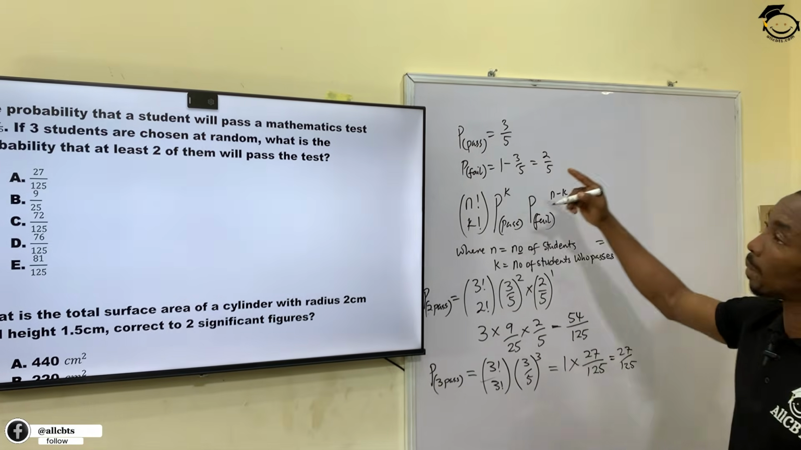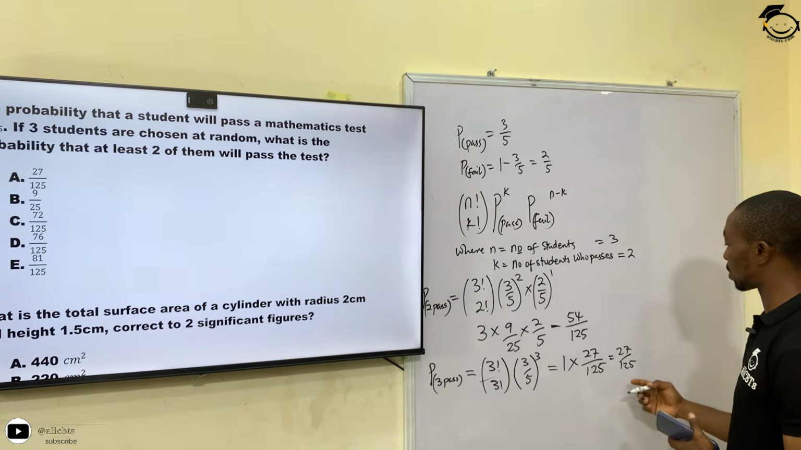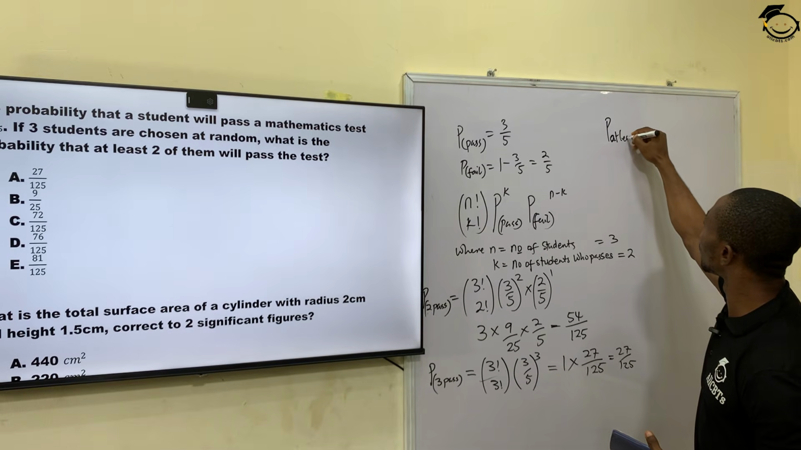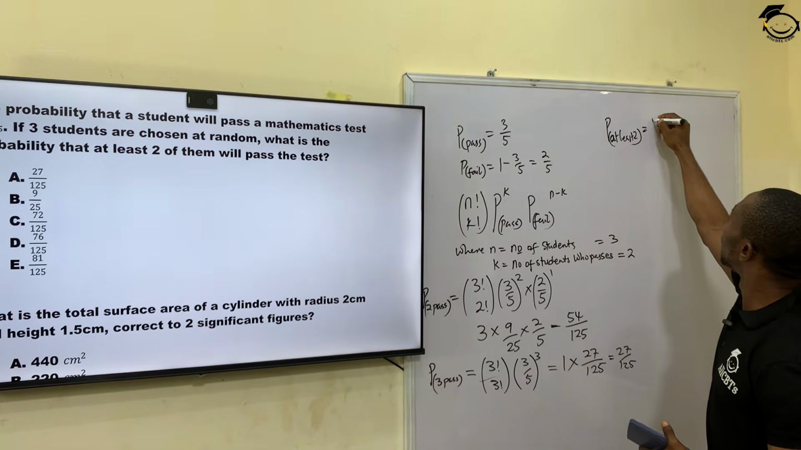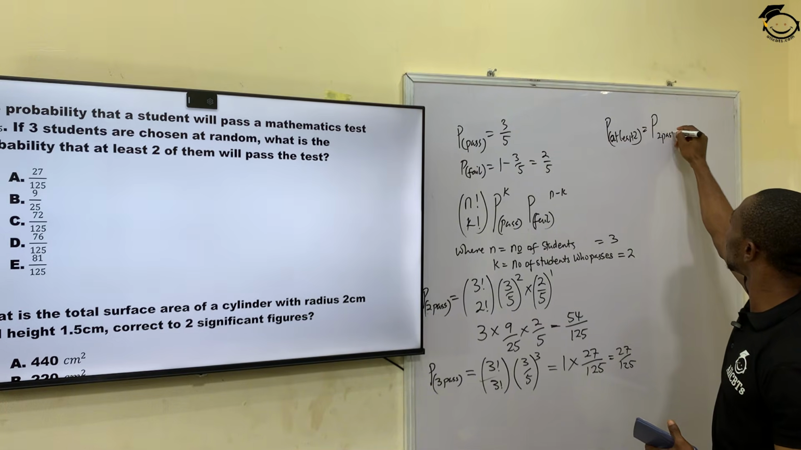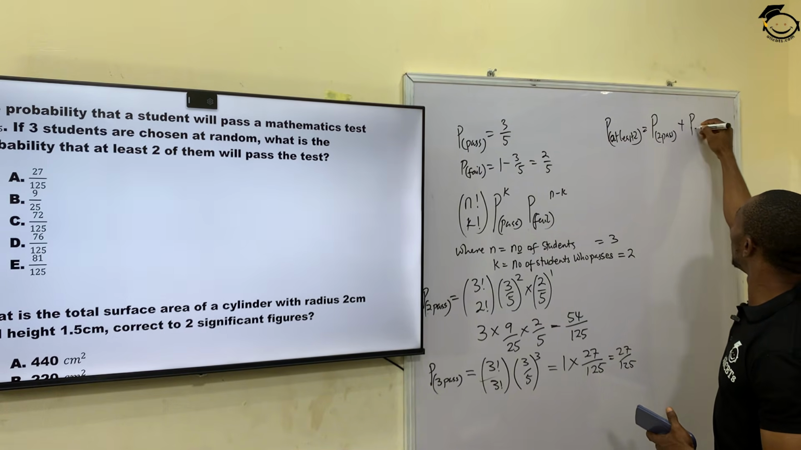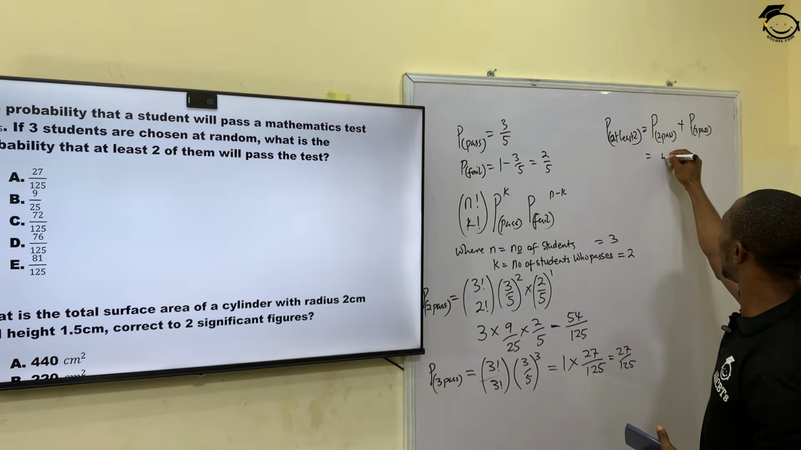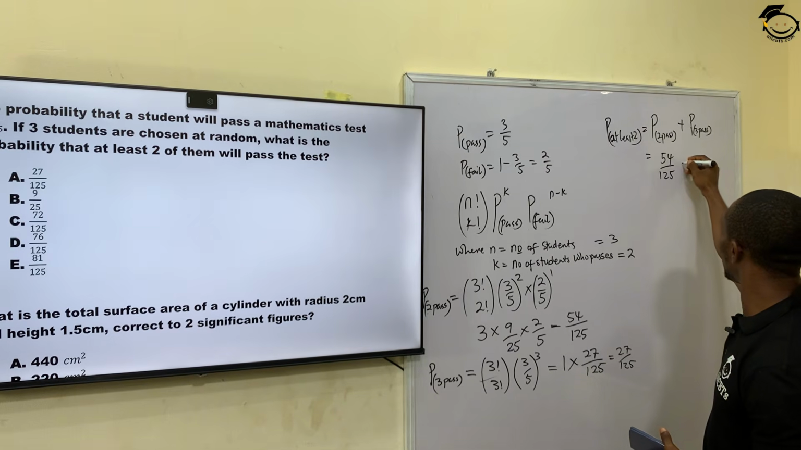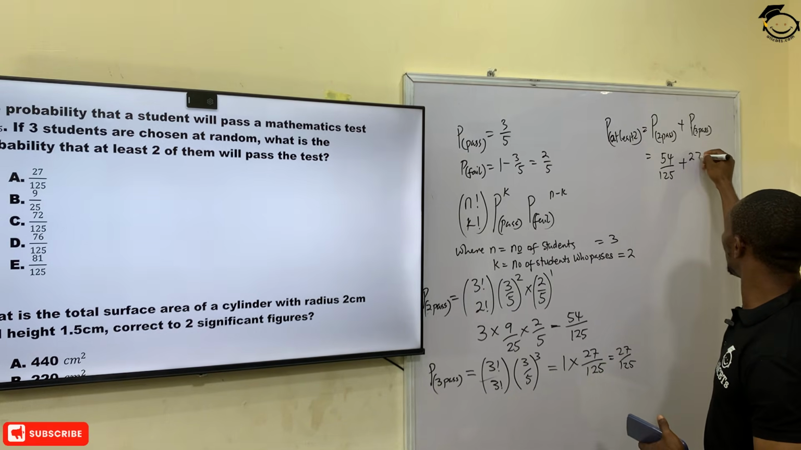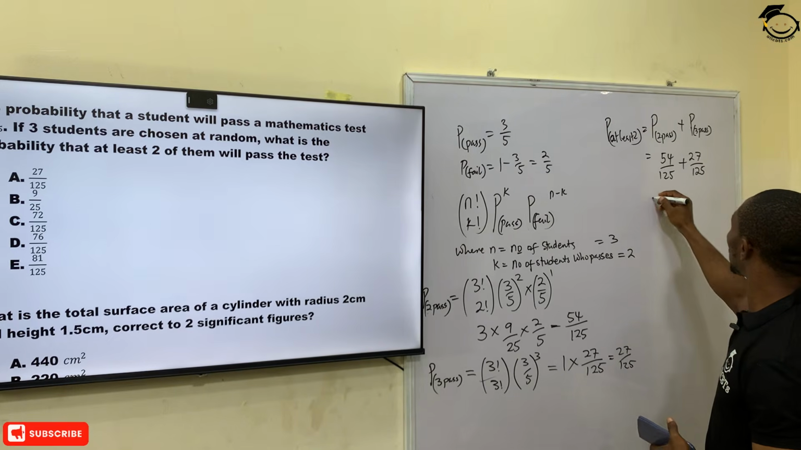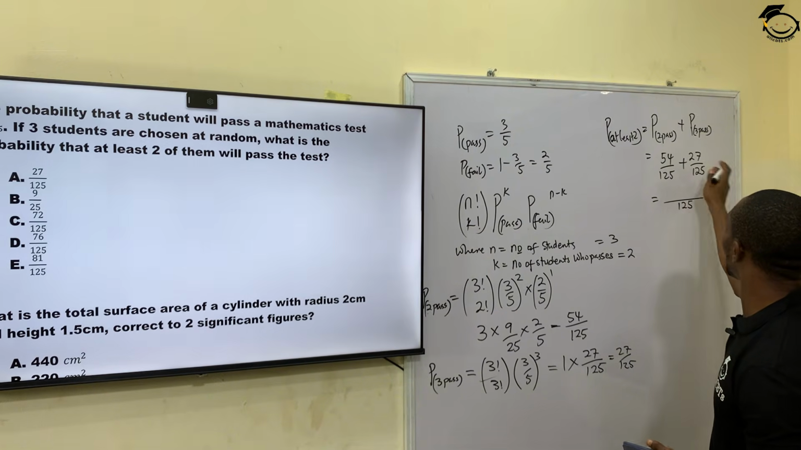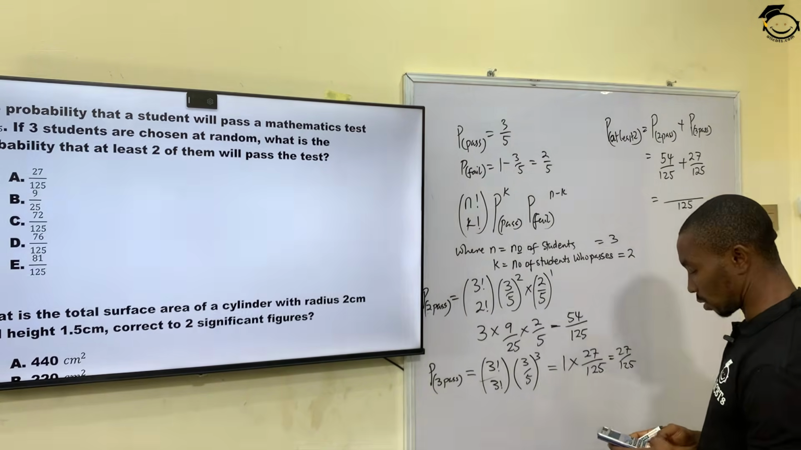Now, back to the probability that at least 2 pass this test. It would be the probability of 2 passing plus the probability of 3 passing. So that gives us 54 over 125 plus 27 over 125. So this leaves us with, our LCM will be 125. 54 plus 27 would give us 81.